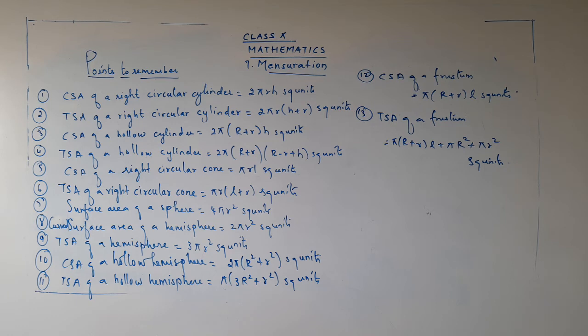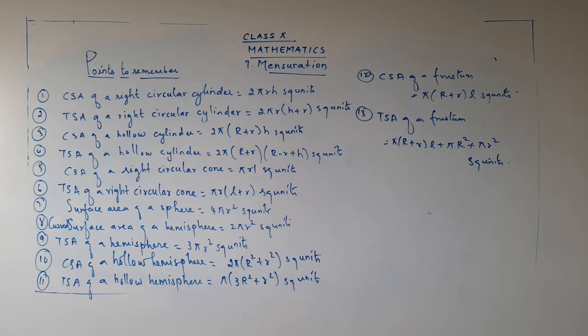The next three formulas are very easy. For the surface area of a sphere, the formula is 4 pi r square. Just remember the area of a circle is pi r square. So here we have to multiply by 4. So surface area of a sphere is 4 pi r square square units. Curved surface of a hemisphere: talking about half of it, CSA is 2 pi r square and TSA is 3 pi r square.